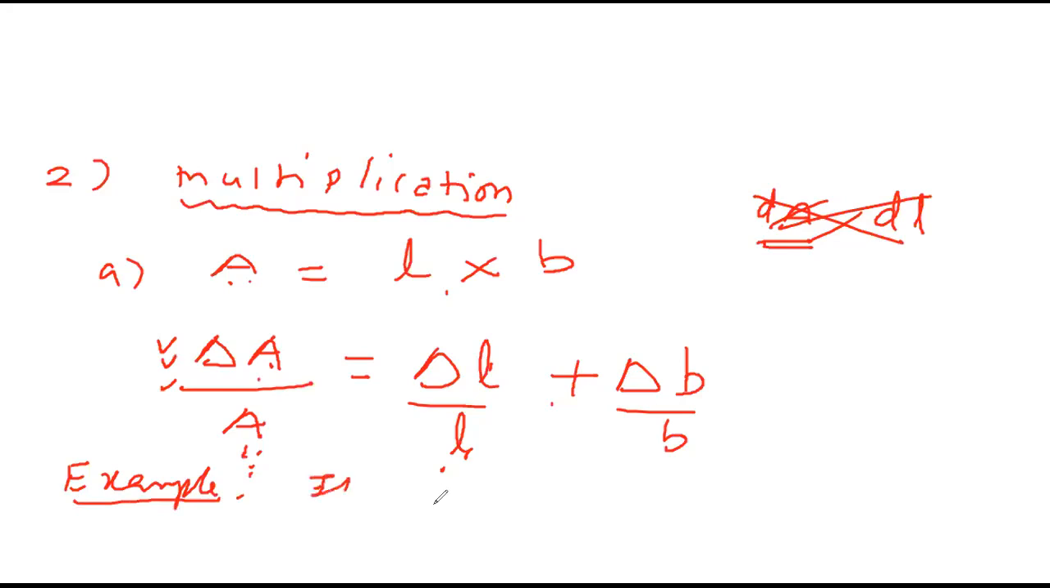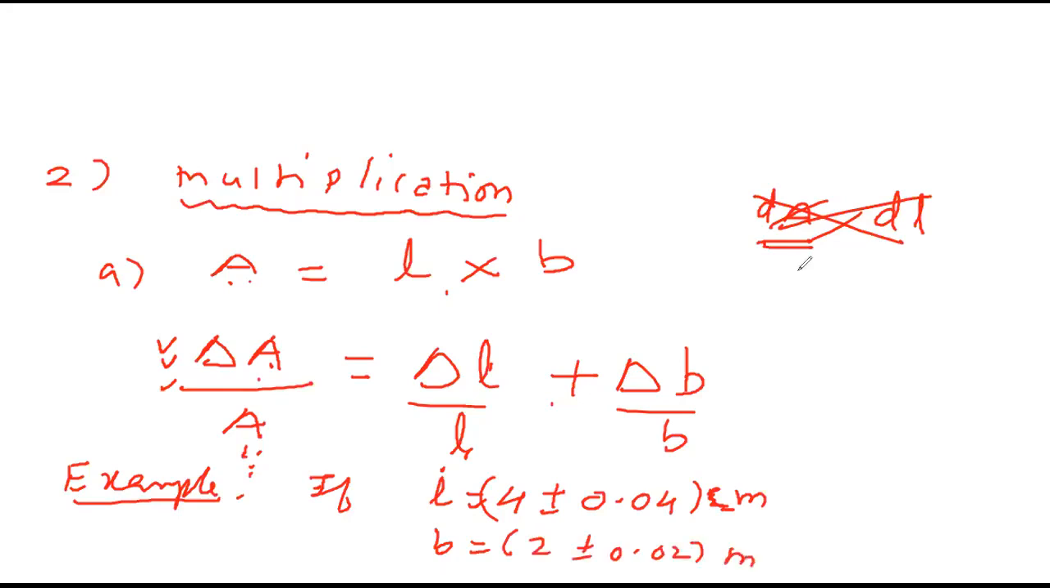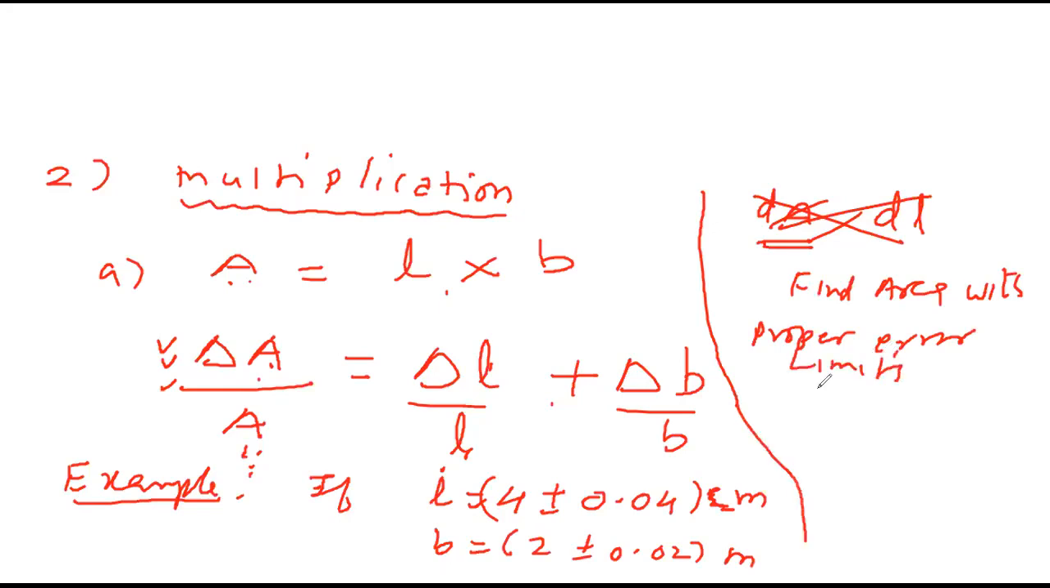If length equals 4 plus or minus 0.04 in centimeter and breadth is 2 plus or minus 0.02, find area with proper error limits. So first step is very simple. Actual area is length into breadth. It is 4 into 2, that is 8 meters square.